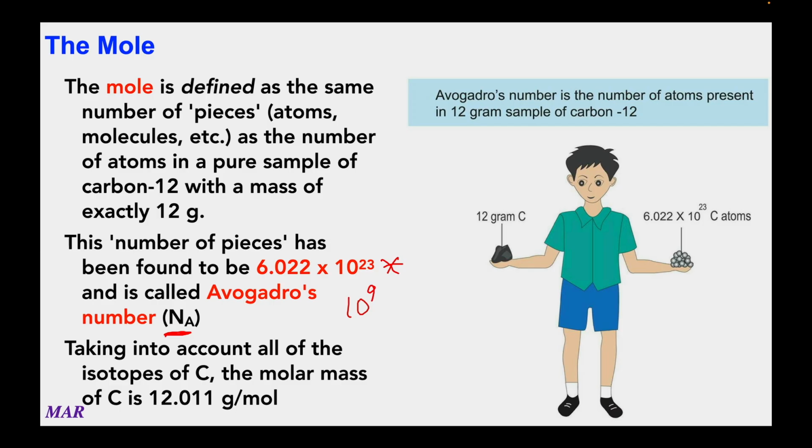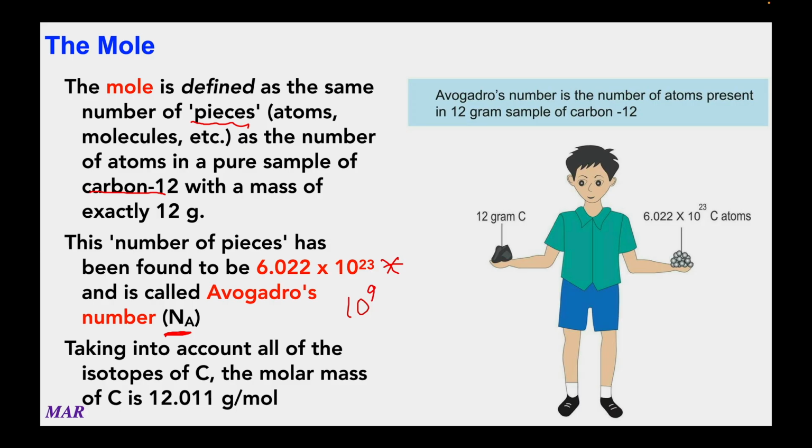Now, the mole is defined as the same number of pieces, atoms, molecules, donuts, whatever you're using, as the number of atoms in a pure sample of carbon-12. And that carbon-12 has a mass of exactly 12 grams. So check this out. Let's say you had pure carbon-12, no isotopes except for carbon-12, which is hard to do, by the way. Then pure carbon-12 would have a mass of 12 grams, and you'd have 6.022 times 10 to the 23rd atoms.